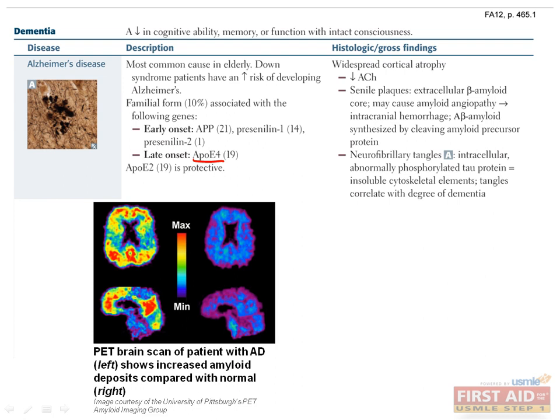There are some other genes to be aware of. ApoE4 increases the risk of Alzheimer's disease, that would be the late onset form, whereas ApoE2 is actually protective. If you have time, memorize these genes, but it's not the most relevant aspect of this topic.